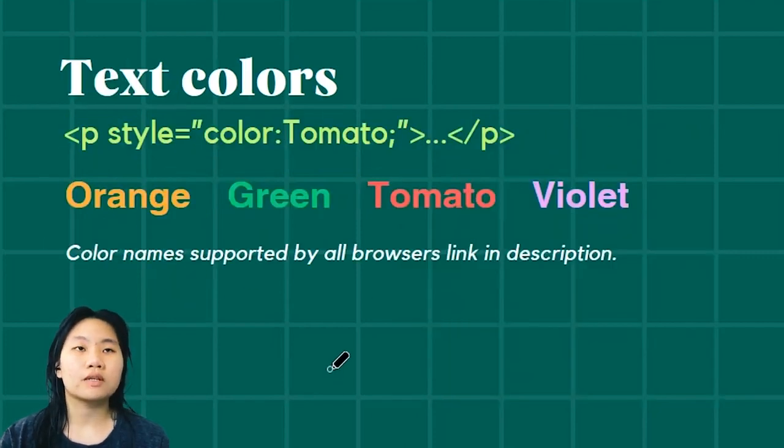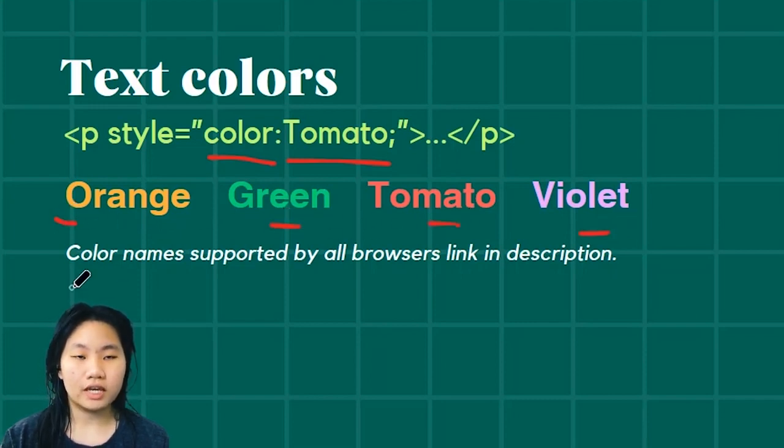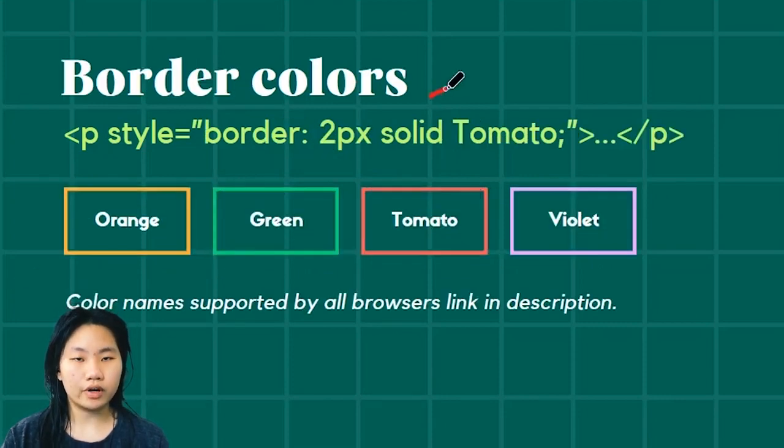Okay, now let's explore some of the ways that you can add colors to your website. One of the ways is through text color. With text color, you just need the property color, and then you add in the value. As you can see here, it will be displayed as orange, green, tomato, violet. Once again, I'll put the link in the description to a list of all of the color names that are accepted by all browsers. Next up is border color.